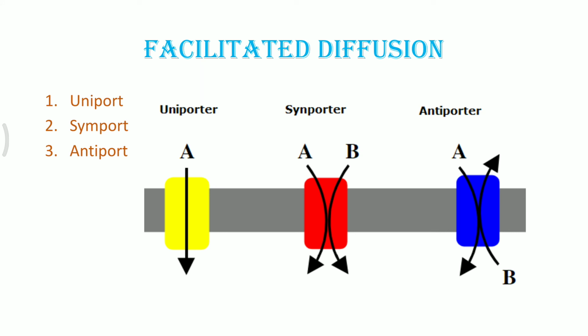There are 3 ways by which facilitated diffusion occurs. The first type is uniport, in which the movement of ions takes place in only one direction. That is seen in the case of uniport.